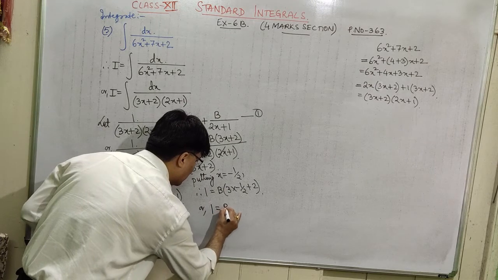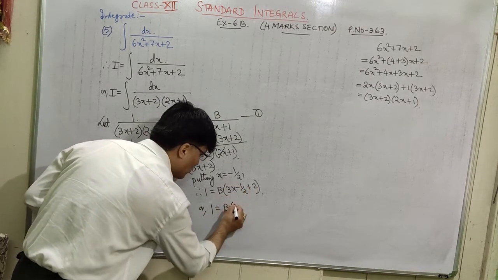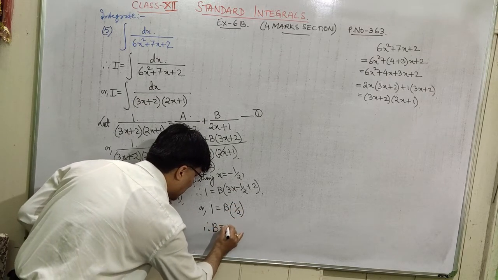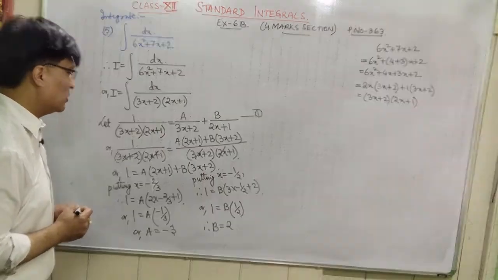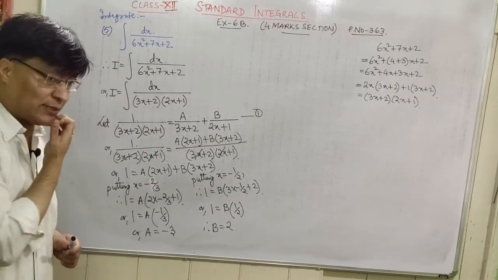1 is equal to b into, this is 2 2s are 4 minus 3, 1. 4 minus 3 is 1, 1 by 2. So what is the value for b in this case? So here b is equal to 2. So I think you have understood it.